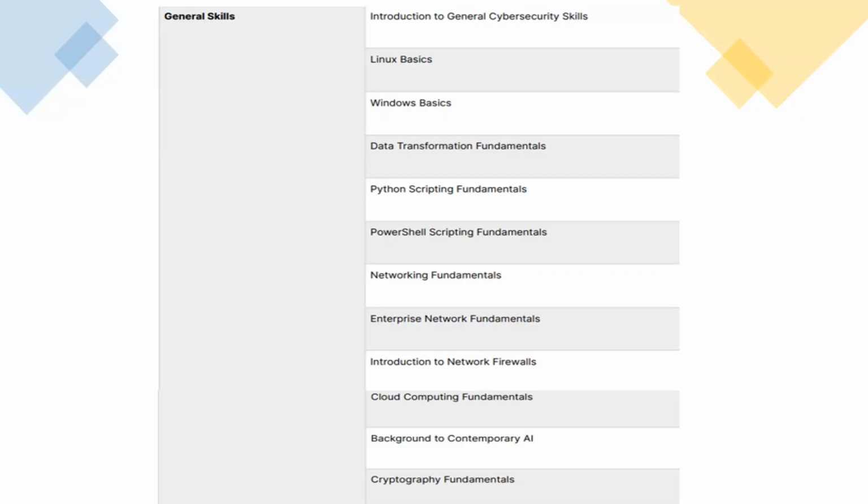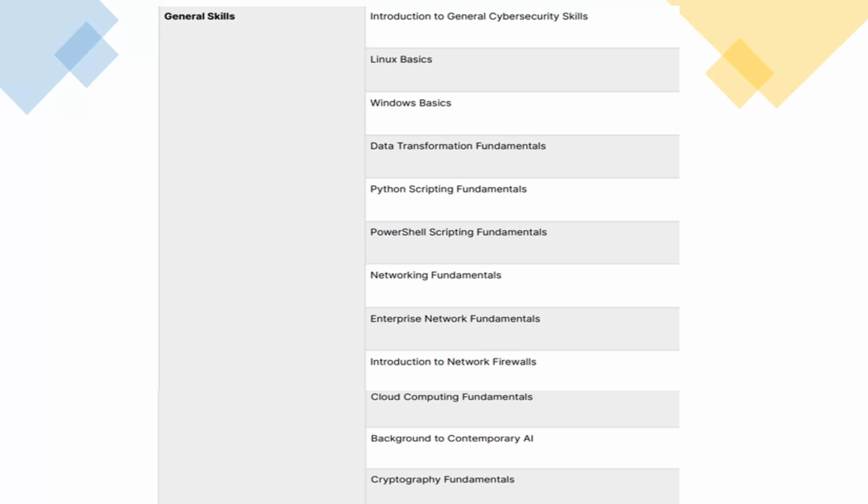Let's move on to the next category, which is general skills. Here we will be introduced to general cybersecurity skills, which include Linux basics. In Linux basics, we will master the fundamentals of the Linux operating system, a critical skill for cybersecurity professionals due to its prevalence in server environments. The next one is Windows basics, where we will gain familiarity with the Windows OS, its security features, and the common vulnerabilities exploited by attackers.